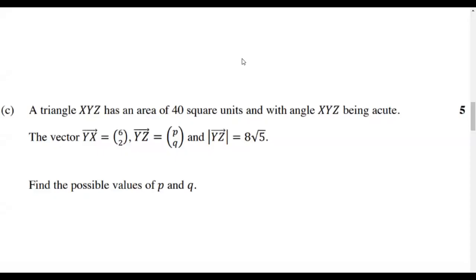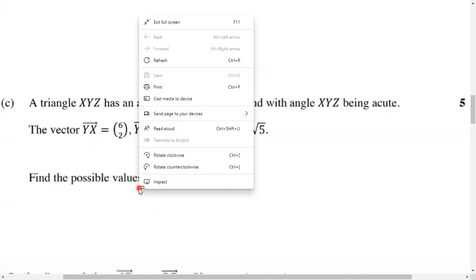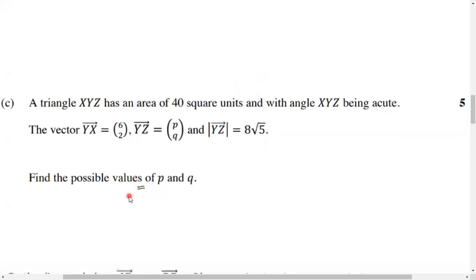So here we have a vector question that we want to apply to geometry. We have a triangle XYZ. It has an area of 40 square units, and you're told angle XYZ is acute. You're given some vectors, (6, 2), (P, Q), and 8 root 5, and you want to find the possible values. Note "values", that kind of gives a little bit of a hint. You want to find the possible values of P and Q.